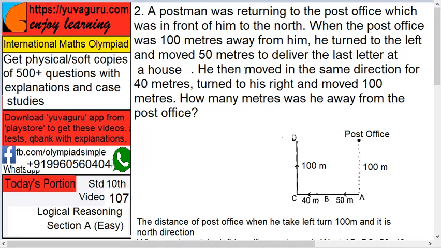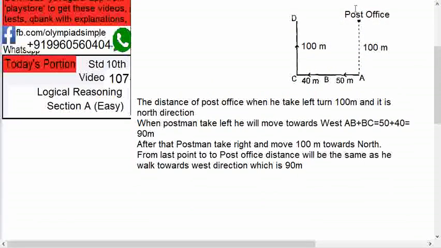at a house. He then moved in the same direction for 40 meters, turned to his right and moved 100 meters. How many meters was he away from the post office? See here, the problem figures look to be difficult, but they are not so. Very simple problem. See, this is the post office, 100 meters away from him.